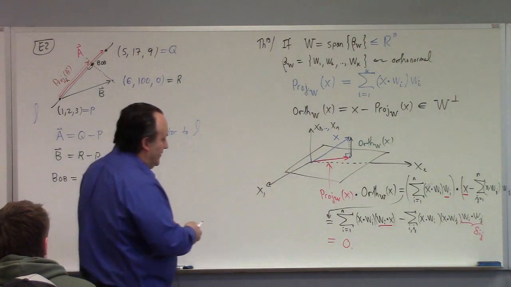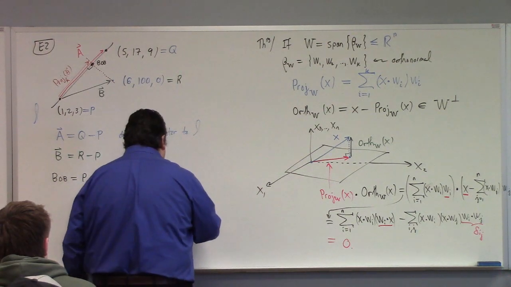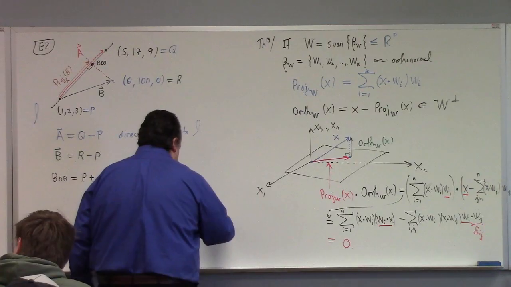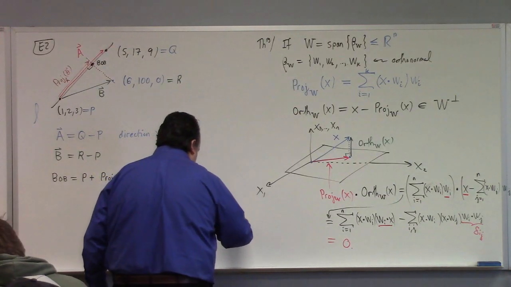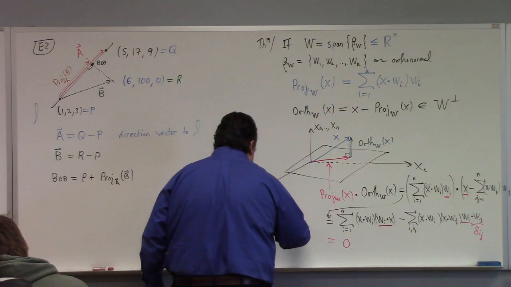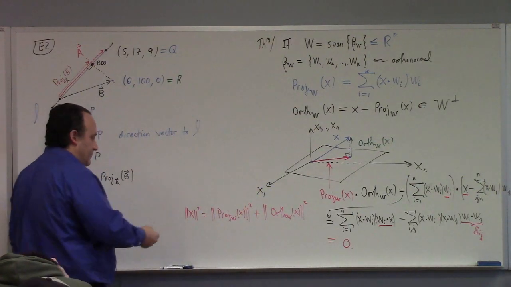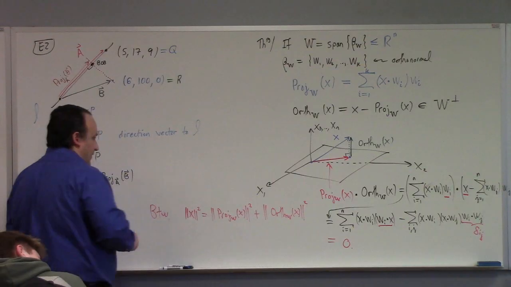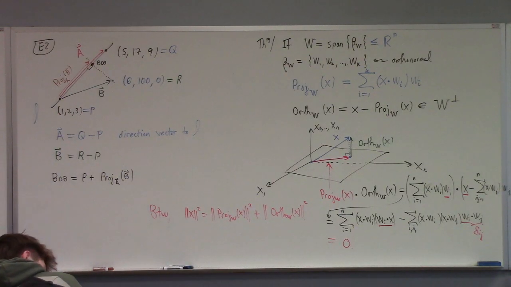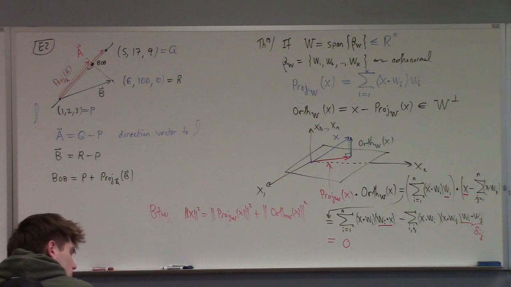Which means what? We can go back to the Pythagorean theorem we did the other day, and we can say, aha! The length of x squared is equal to the length of the projection onto W of x squared plus the length of the orthogonal projection onto W of x squared. Right. So I hope I've convinced you, if you needed convincing, that having orthonormality of a set is very, very helpful, because we can build these formulas with it.